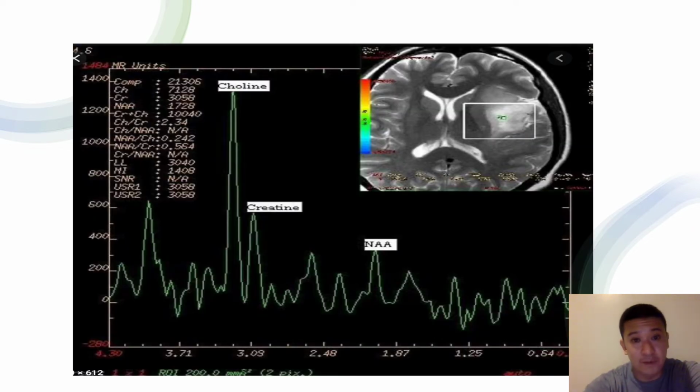Now, this is an example of an MRS. As you can see, this voxel is being studied, and you can see that there is a choline spike in this area, meaning there is high cellular turnover, meaning that this is most likely a neoplastic process.